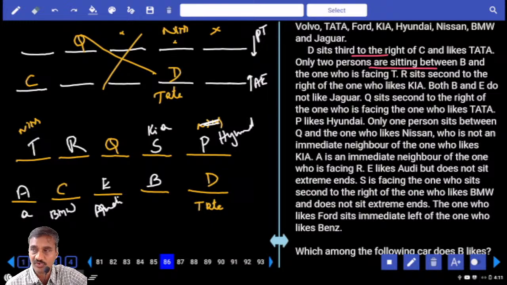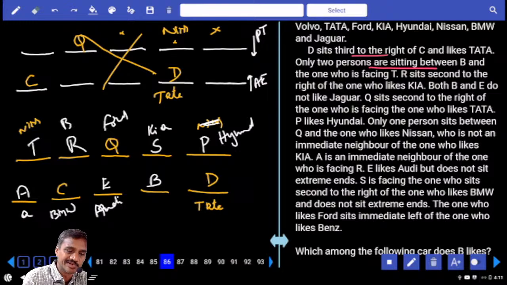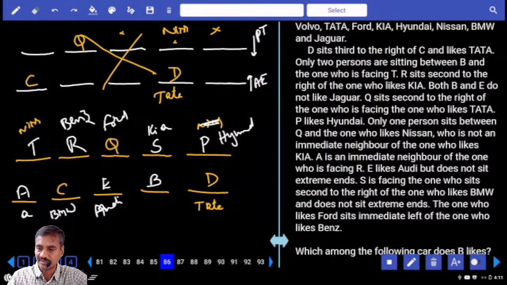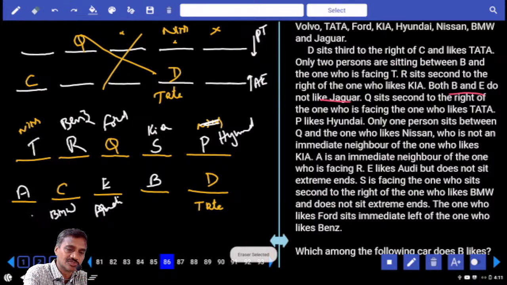The one who likes Ford sits to the immediate left of Bench. Now Ford is to the immediate left of Bench, this is Ford. At the same time, both B and E do not like Jaguar, and so A likes Jaguar.